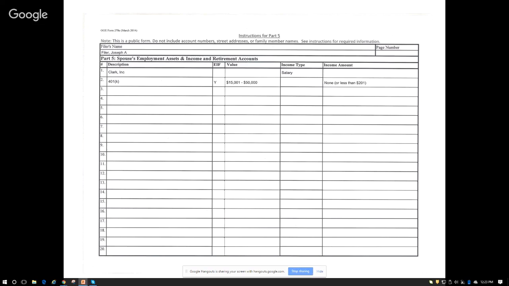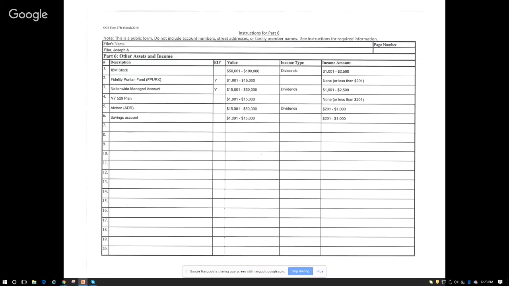Okay, let's go on to part 6. This is where the filer reports other assets and income that are not directly related to his or her employment or his or her spouse.